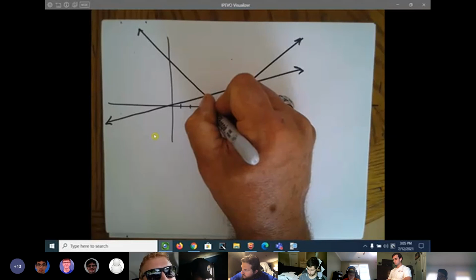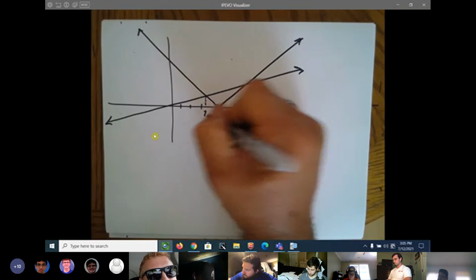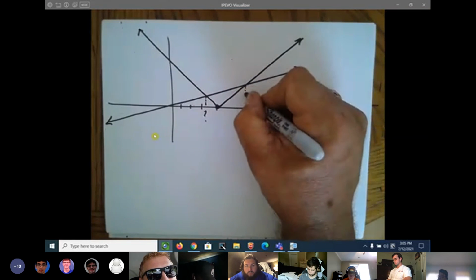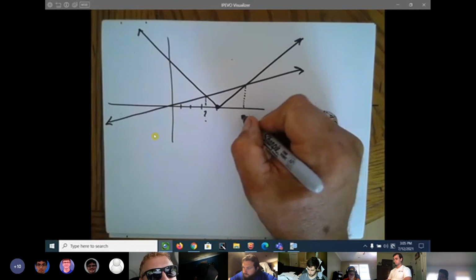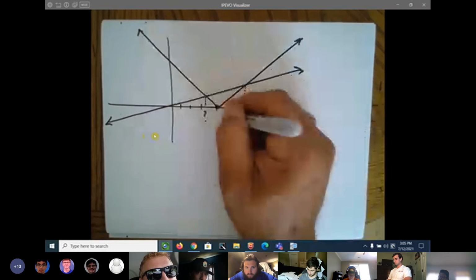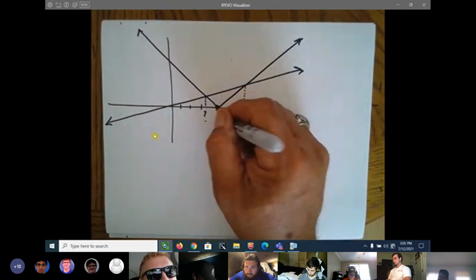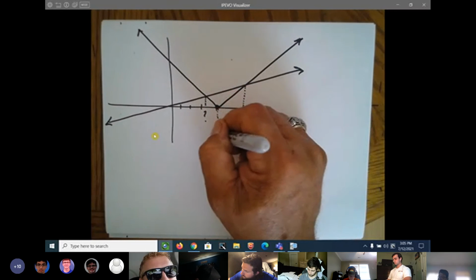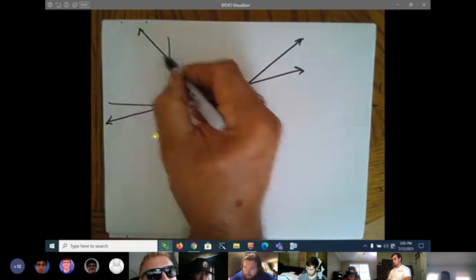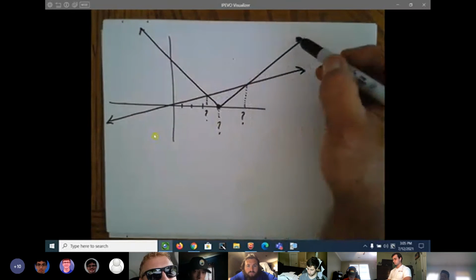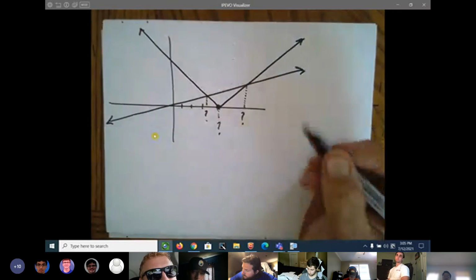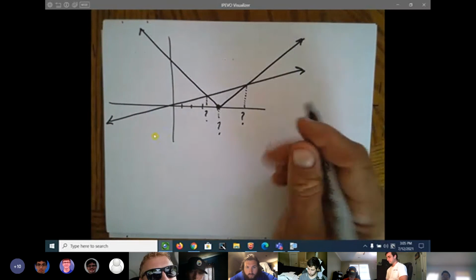So we got a spot right here we got to find. And a spot right here we got to find. And remember, you got two opposite lines. So we got to find this point too, because you got a negative slope and then you got a positive slope. So that has to be in there too.